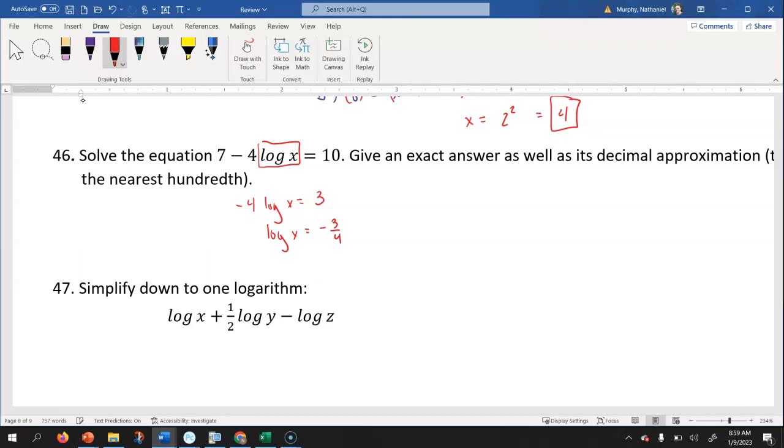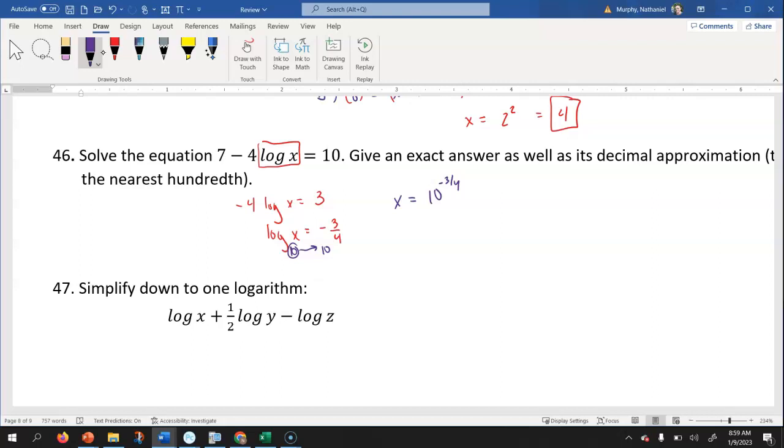And I get log of x equals negative 3/4. So now to solve this, we're going to have to change the form it's in. Now remember, this is a common log, so my base is 10 here. So remember, we can take that base and drag it over, and the negative 3/4 would be your exponent. So in other words, converting this from logarithm form to exponential form, we get x equals 10 to the negative 3/4 power.